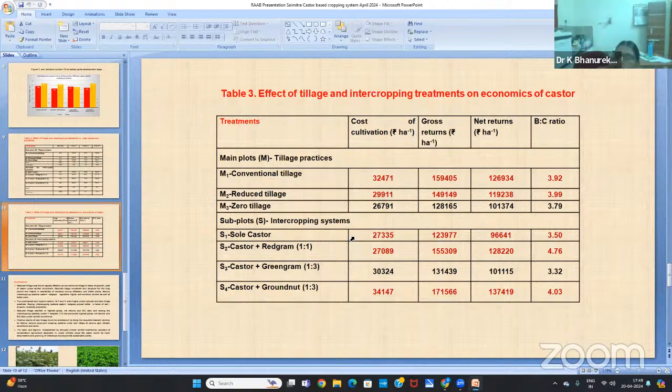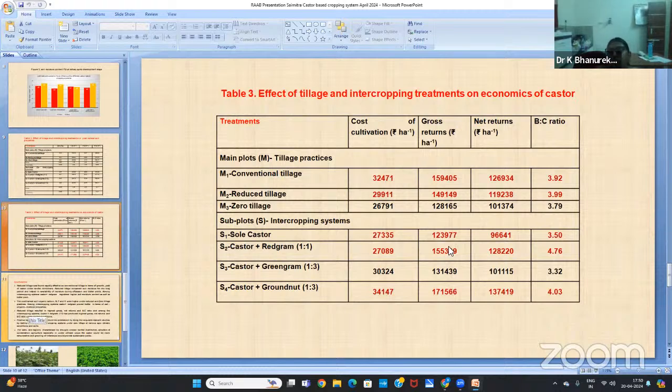And coming to the cropping systems, when we look at the benefit cost ratio and net returns, the highest was with castor plus red gram owing to the higher cost of red gram. And we could see that it was castor plus groundnut in the next place. So in all the aspects, as we have seen, castor plus red gram was the dominant one in terms of yield as well as the moisture content as well as the benefit cost ratio.